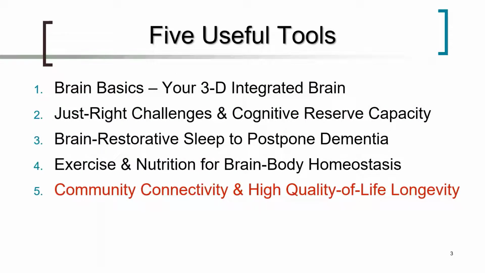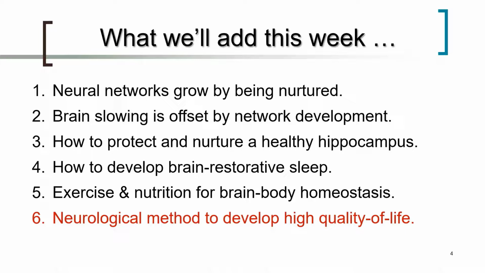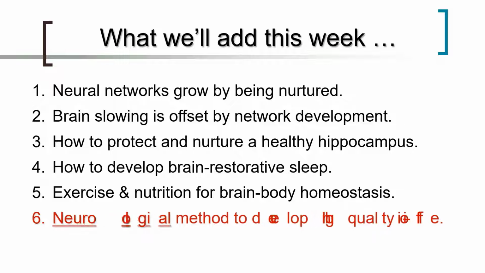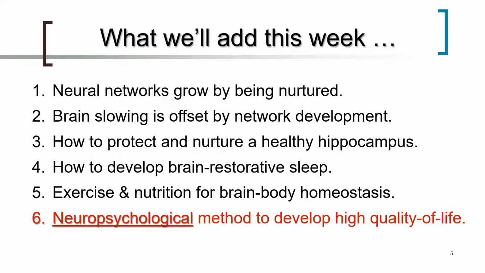This is the fifth and final session of our course in which we talk about community connectivity and high quality of life longevity. Today, we're going to add a neurological method to develop high quality of life. Actually, it's a neuropsychological method because it's a blend of my knowledge of neurology and psychology, 50 years of experience working with both.